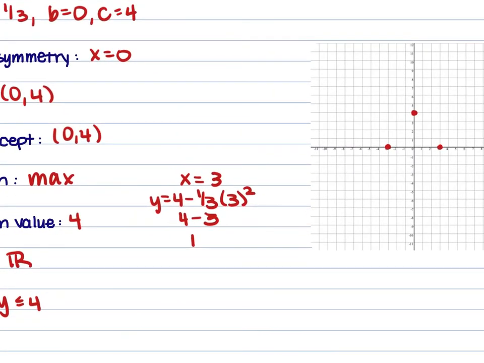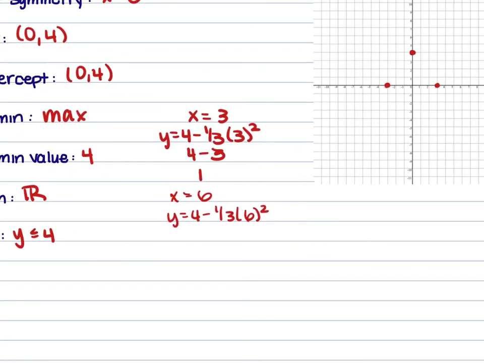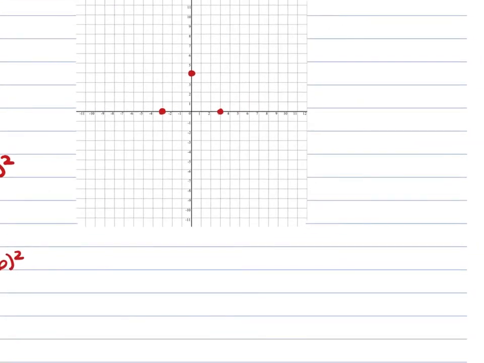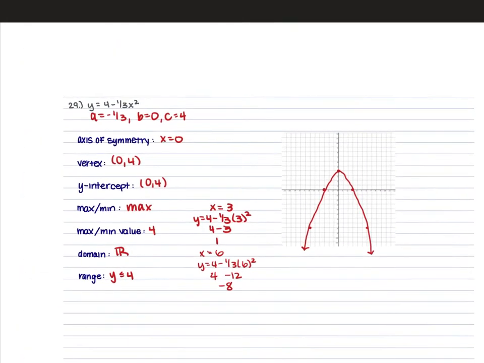I'm also going to use 6. So when x is 6, we have y is equal to 4 minus 1/3 times 6 squared. So that's 36 divided by 3, which is 12. 4 minus 12 is negative 8. So that's 6, negative 8, and negative 6, negative 8. So to draw my line through my points, my problem is going to look like this, and then I'm done.